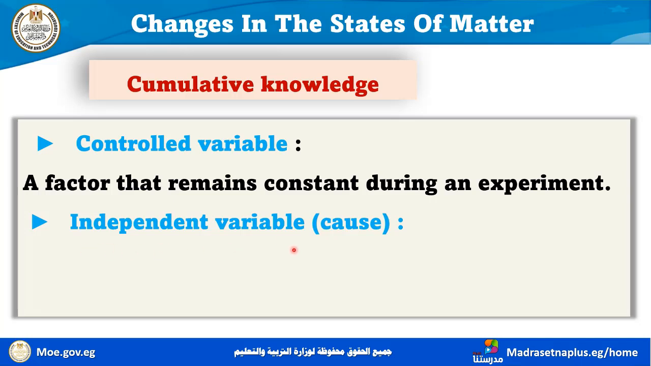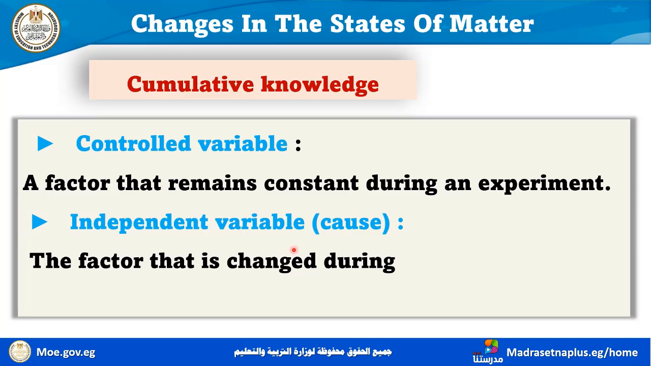Independent variable, the cause. Independent variable is the factor that is changed during the experiment. As during our previous experiment, we change from one factor to the other, like from the effect of the presence of sun rays to the presence, for example, of wind. These are two different factors, so they are independent variables, and we study the change that is caused by these different factors.